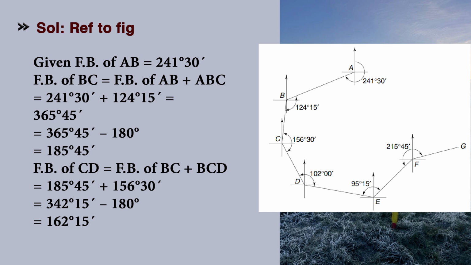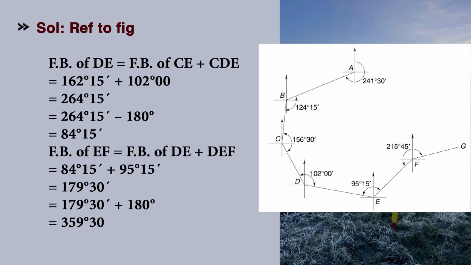Now, the forebearing of DE can be calculated as forebearing of CD plus the angle CDE. Forebearing of CD has been provided as 162 degree 15 minutes, and the angle CDE has been given as 102 degree. Adding both we will get 264 degree 15 minutes. Since it is also greater than 180 degree, we will subtract 180 degree from it, and it will result in 84 degree 15 minutes. So, forebearing of DE will be 84 degree 15 minutes.